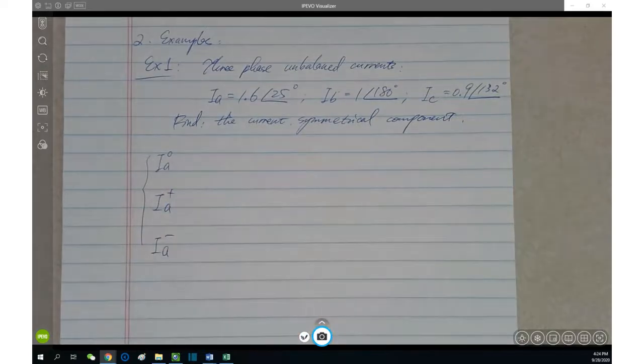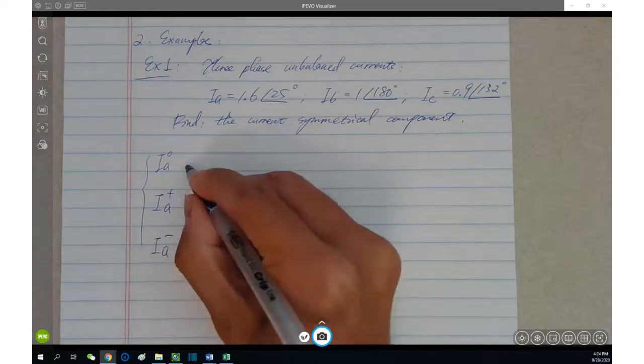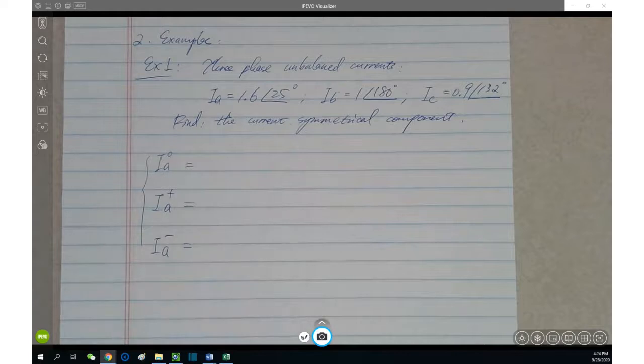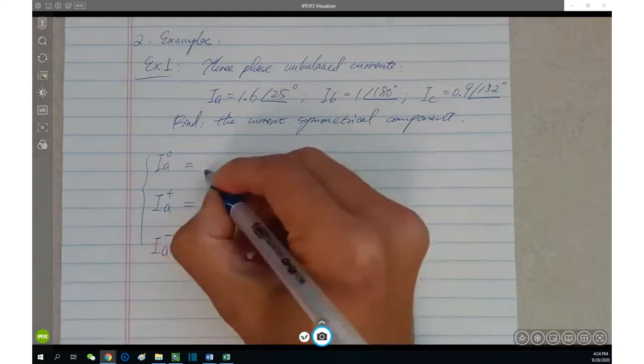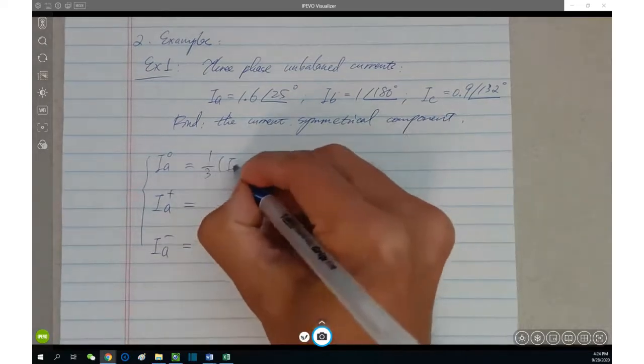Phase A current for positive, negative, and zero sequence. Right? First of all, you need to understand who they are, and then go back to your formula sheet. And then what you find is actually this, right?